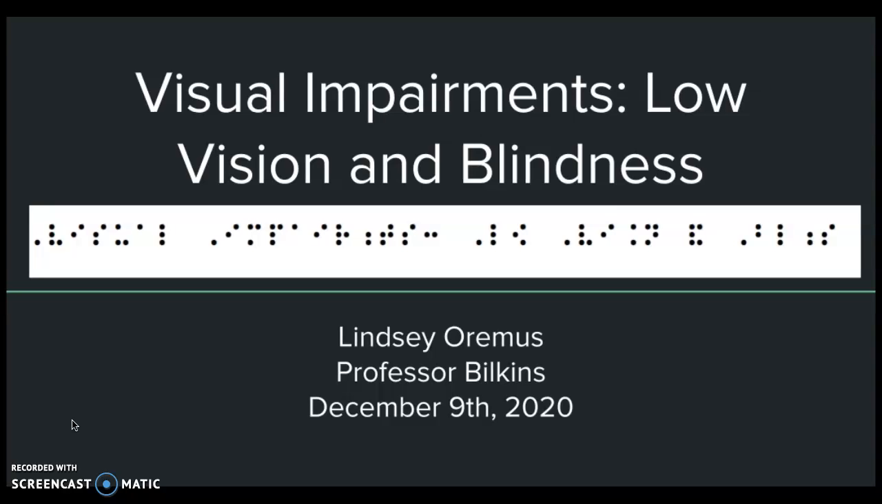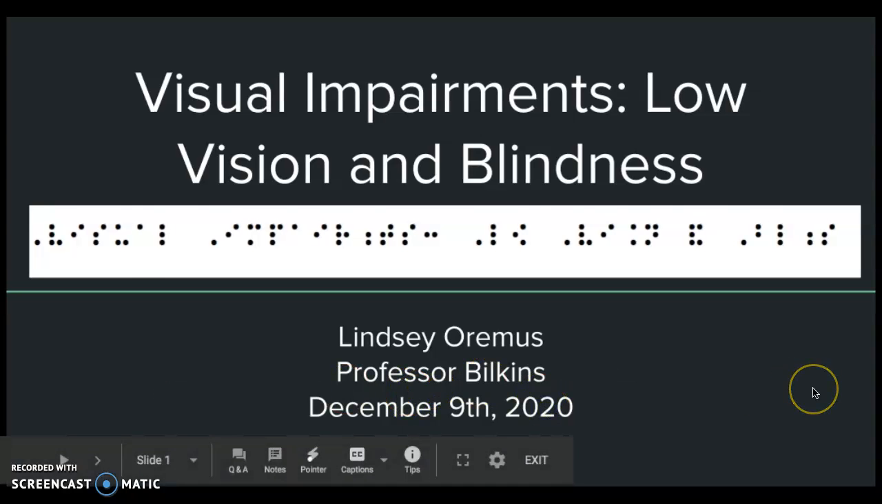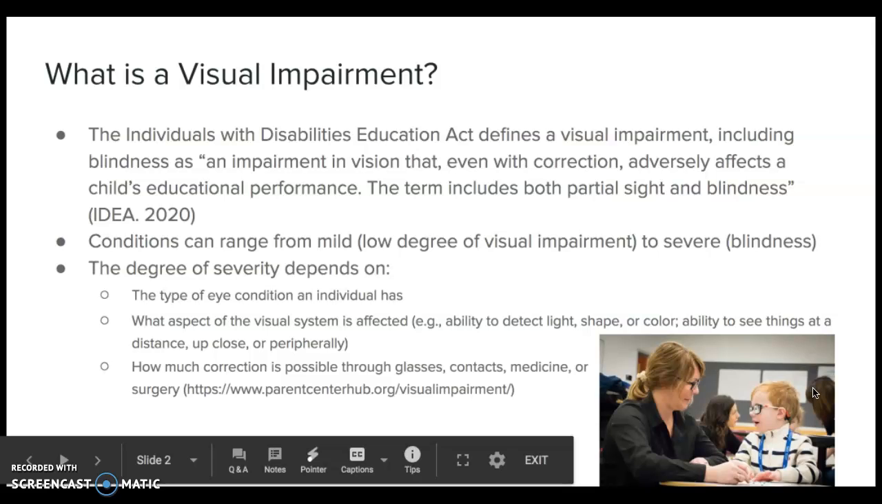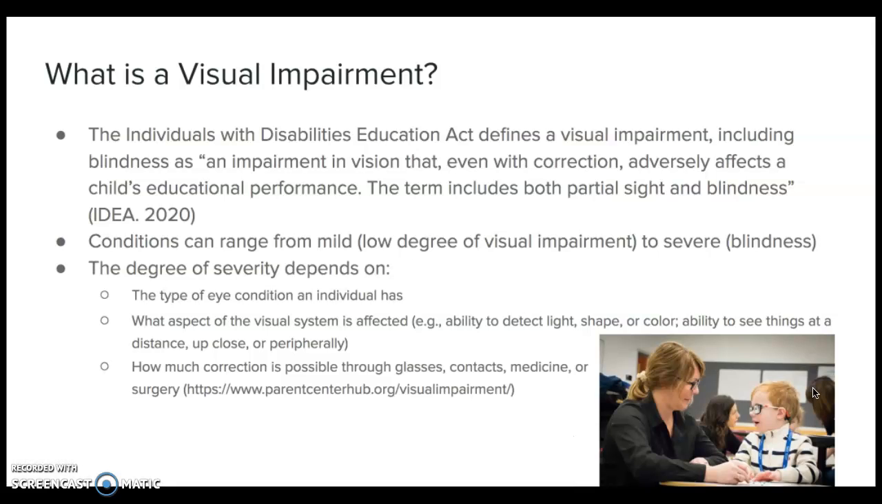So my first slide, if I can get this to work, there we go, is titled, What is a Visual Impairment? So we studied all semester the Individuals with Disabilities Education Act, and I've actually studied it in a few other of my classes at Eastern. But basically, this act defines a visual impairment, including blindness, which I'll get to later, as an impairment in vision, even with correction, that adversely affects a child's educational performance. And the term includes both partial sight and blindness.